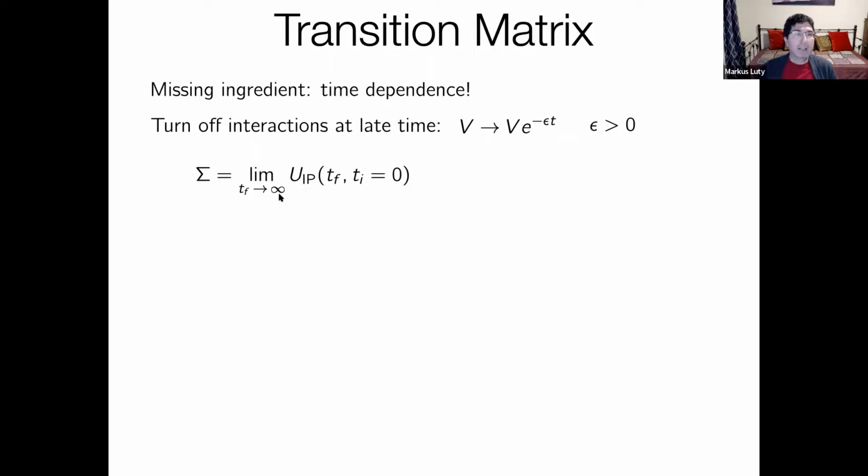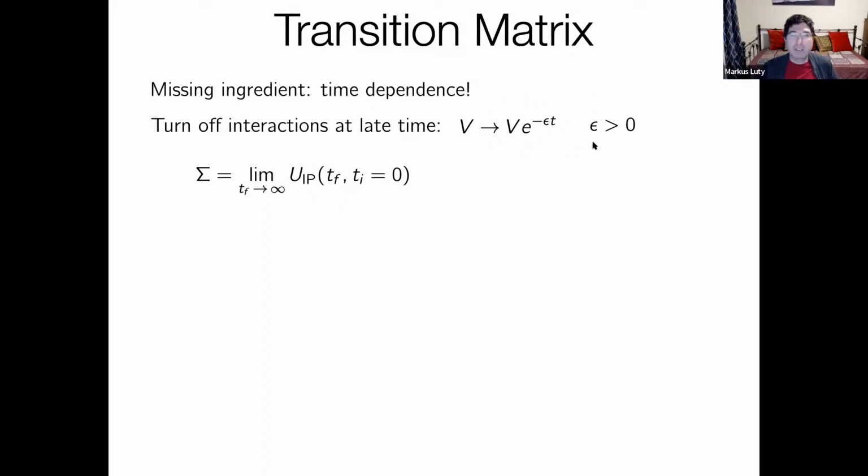Okay. Now, in the S matrix, I would also try to take t initial to minus infinity because I want to scatter from minus infinity to plus infinity. But in this theory, because I'm in finite volume, particles can't separate and become free on their own. So at t equals minus infinity, the theory is not going to be in any sense free. So this is sort of like the square root of the S matrix. It's the part of the S matrix that goes from t equals 0 to t equals plus infinity.